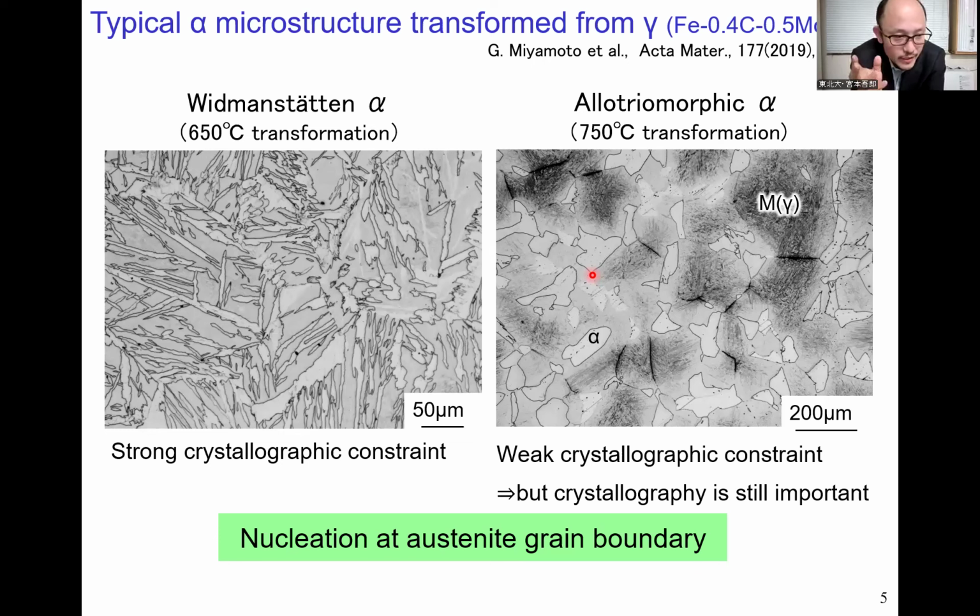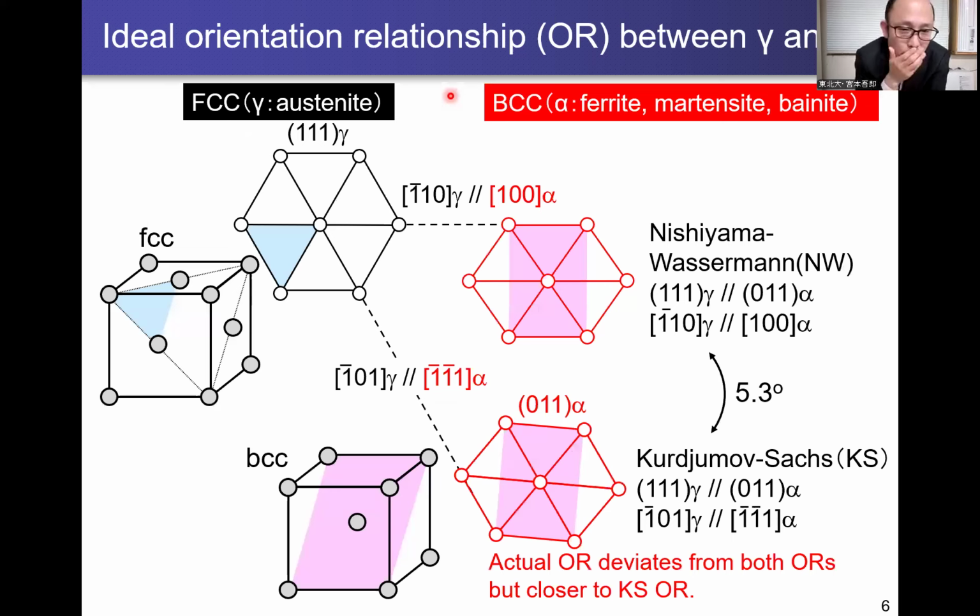So to start the talk on the crystallography, first I would like to explain the orientation relationship. So this is FCC crystal, and the close-packed plane of FCC is the {111} austenite plane. And this {111} austenite plane is parallel to the close-packed plane of BCC, the {110} BCC plane. And also the close-packed directions of BCC and FCC are in parallel relationship. So this is the well-known Kurdjumov-Sachs orientation relationship.